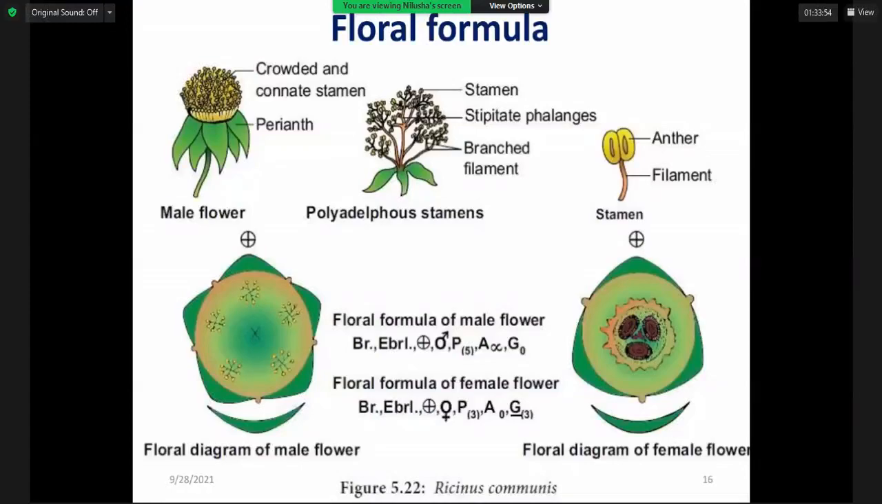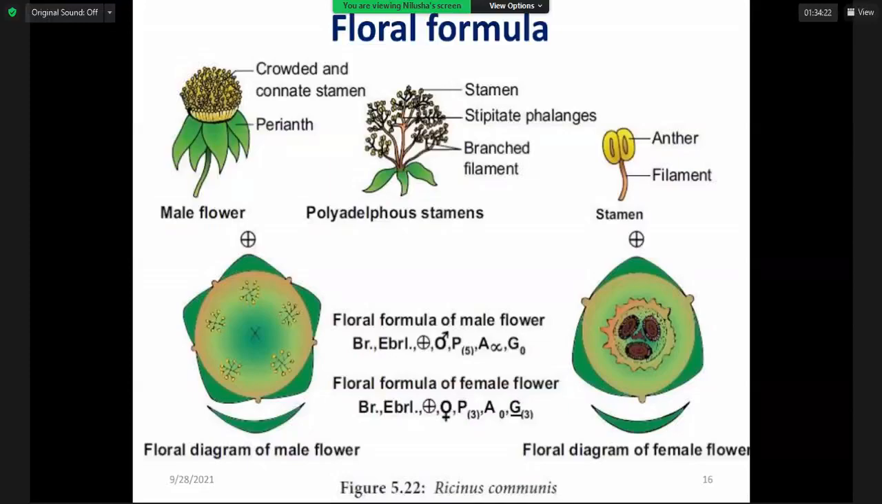Next one is the perianth within bracket 5. Here in the male flower floral diagram, you can see the outermost greenish 5 parts there. That one is the perianth. Here you can see the perianth. They have 5 tepals there. And next one is the androecium.